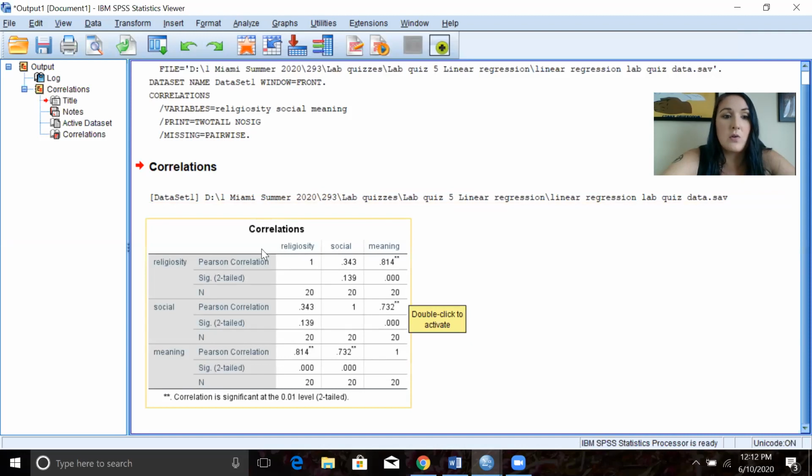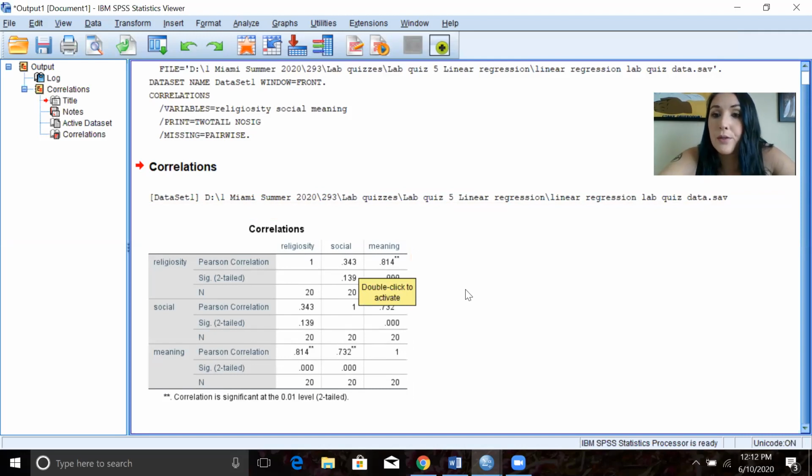Again, to navigate the correlation matrix, the variables are listed downwards and side to side, and to find any particular correlation, you just need to find a box that represents the combination of the variables you're interested in, right? So you're going to report your R value and your P value for all your correlations. So for example, religiosity and social connectedness, the R value is 0.343, significance value of P equals 0.139.